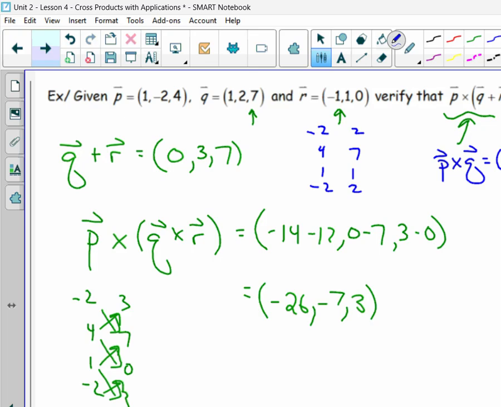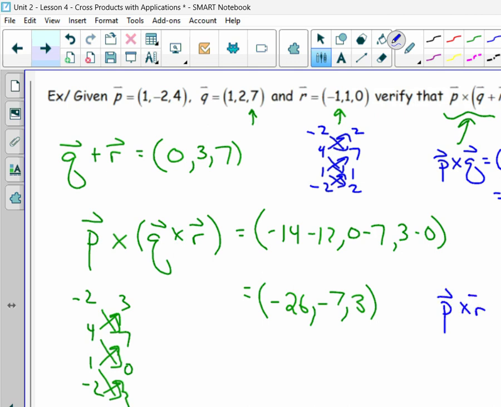Okay, I think we should have -14 minus 8. That's this one. I think we should have 4 minus 7. And I think we should have 2 minus -2. So how about 2 plus 2? That gives me -22, -3, and 4. Oh, but I also need P cross R, so let's do that one down here.